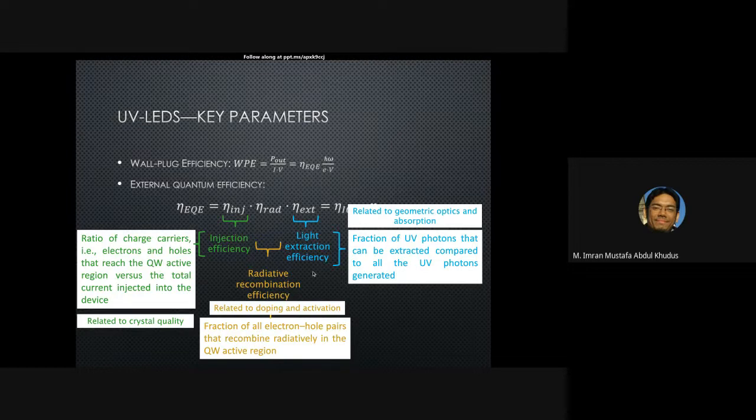So one is related to crystal quality, injection efficiency, right? And also your doping. Radiative recombination efficiency is related to doping and activation of your dopants. Right, and light extraction efficiency is related to geometric optics, absorption, as well as TE and TM modes. TE and TM modes are actually more important in UV LEDs compared to gallium nitride LEDs because it changes with aluminium concentration.